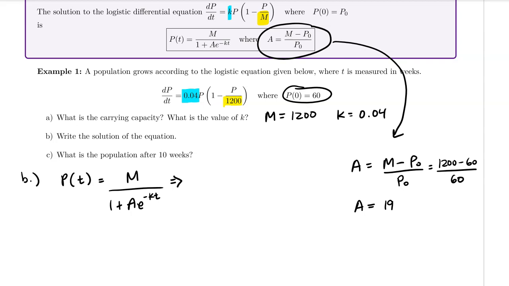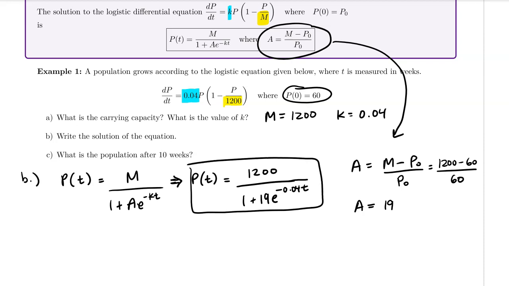So we end up getting P of t is equal to 1200, which is our carrying capacity, over 1 plus 19 e to the negative 0.04t power. So that is our answer for part B. And then part C says, what is the population after 10 weeks? So now what I'm going to do is I'm going to take my population function and I'm going to plug in 10.